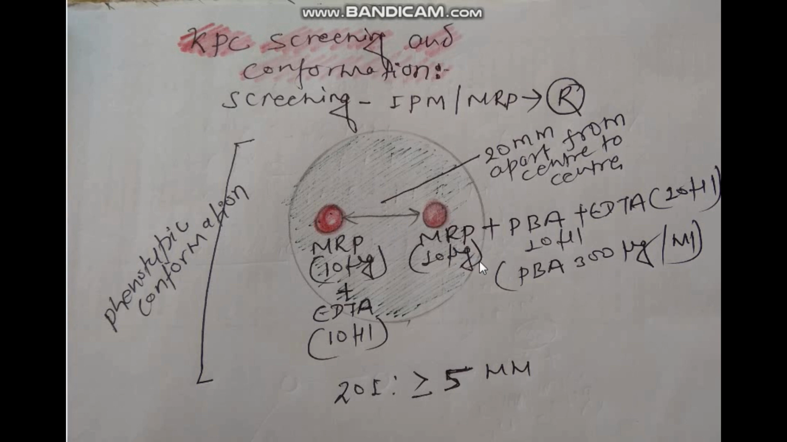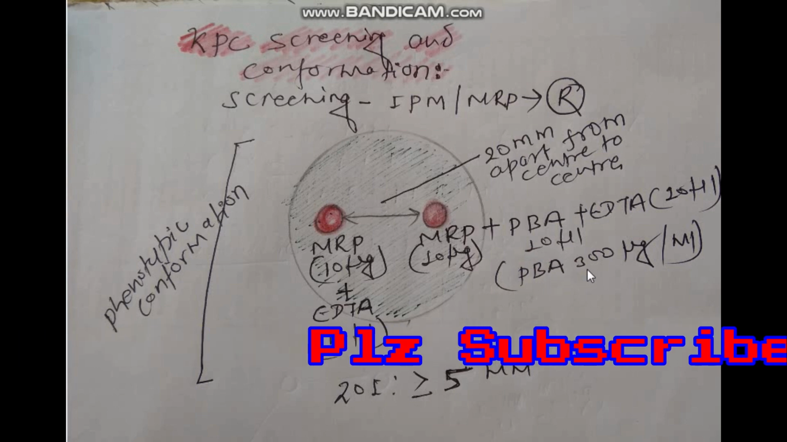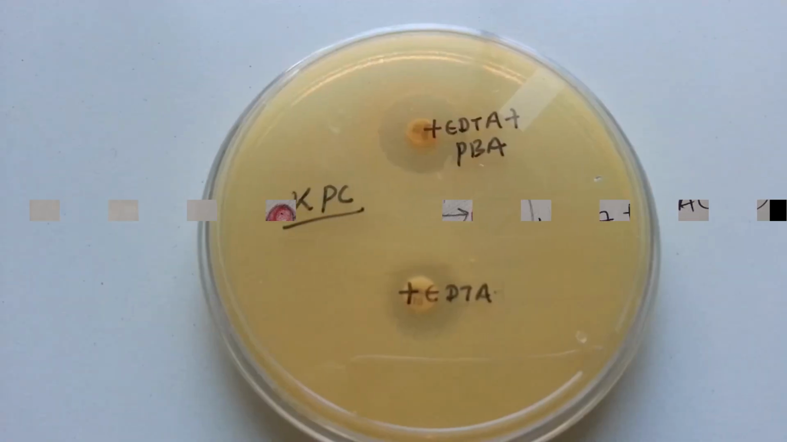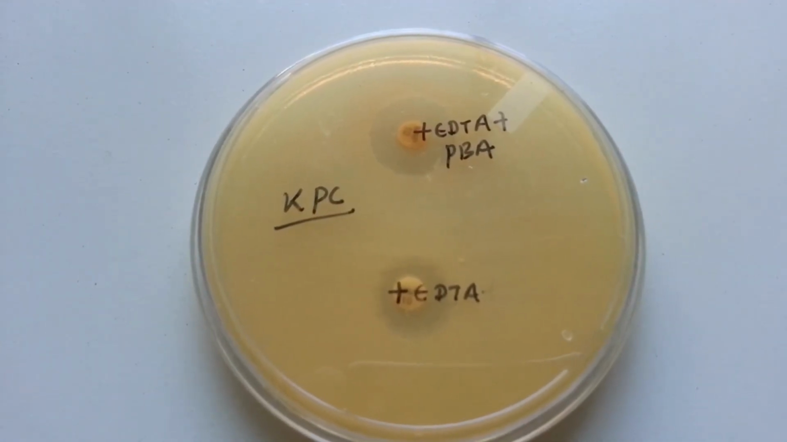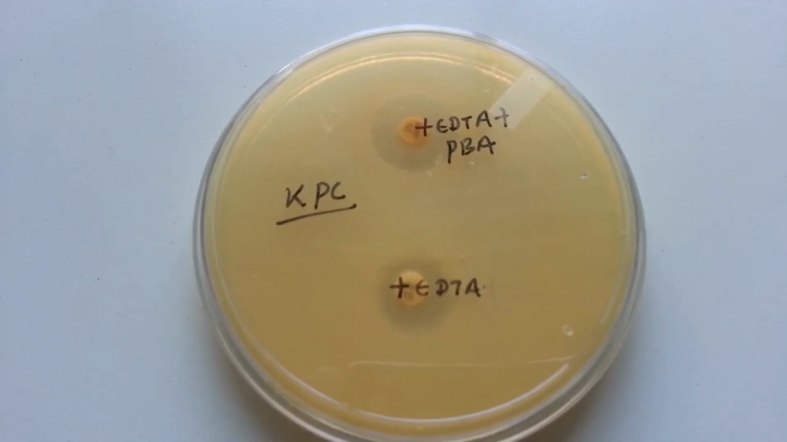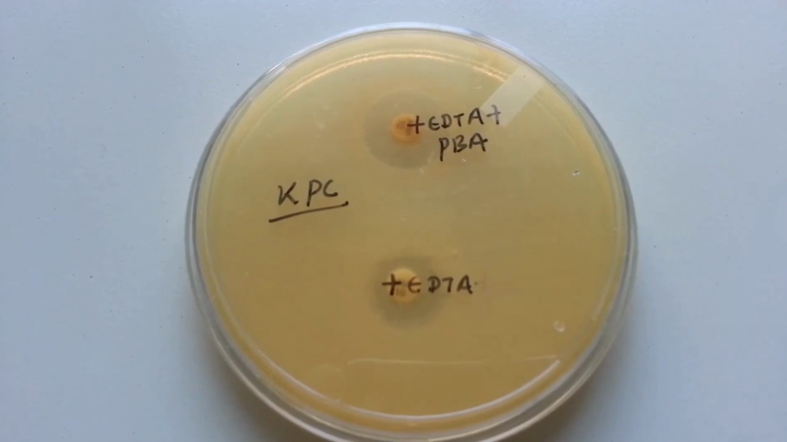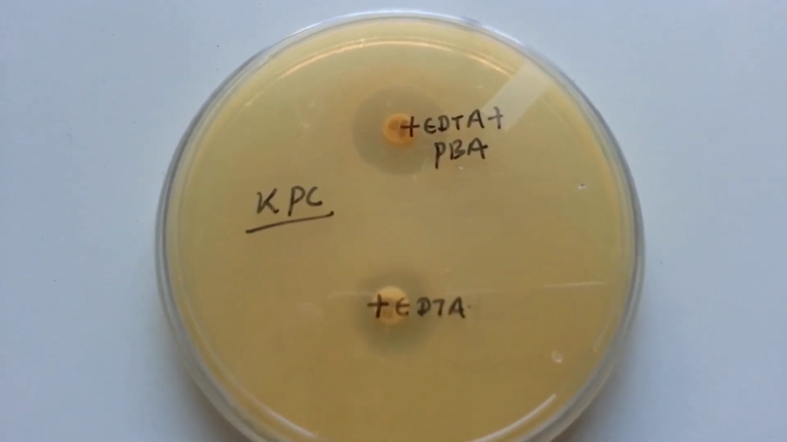Here you can see the concentration. Meropenem 10 microgram, phenylboronic acid 10 microliter, and EDTA 10 microliter, and phenylboronic acid concentration 300 microgram per ml, and volume 10 microliter. So this is the KPC.